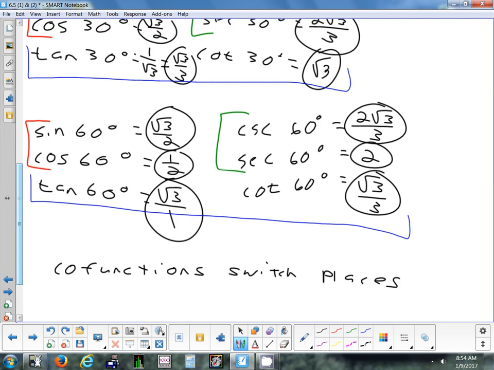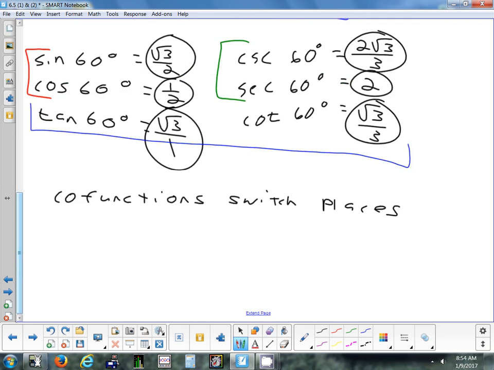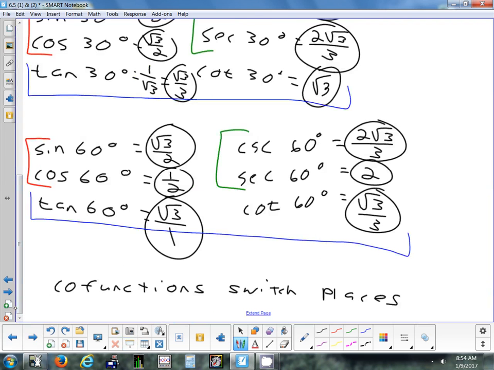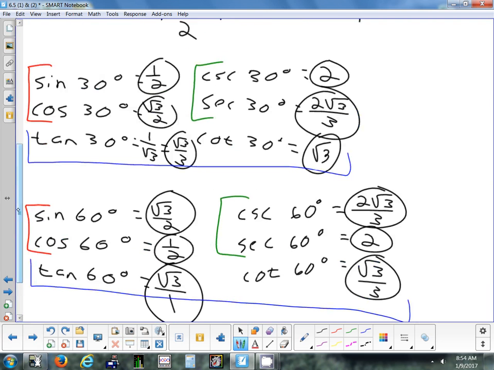So sine, cosine, secant, cosecant, tangent, cotangent. Tangent and cotangent happen to be reciprocal functions and cofunctions. They're both. And I think I mention exactly what cofunctions are in a second, but that's the idea I wanted you to see in this problem. And what do you notice the connection between 30 and 60 is?